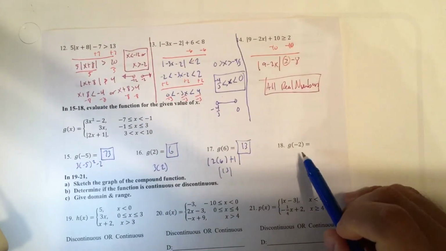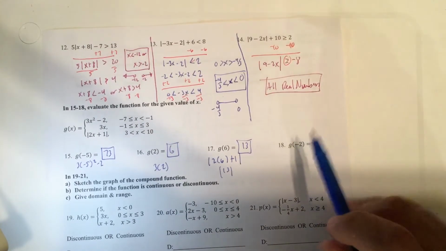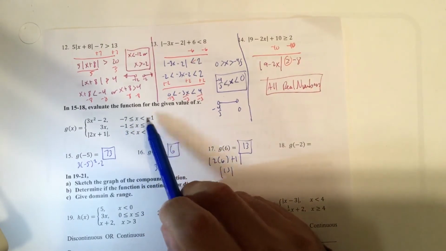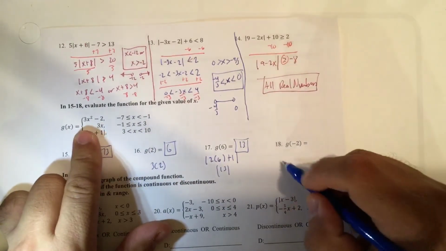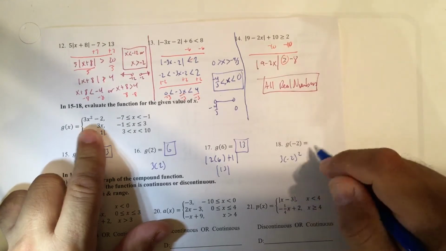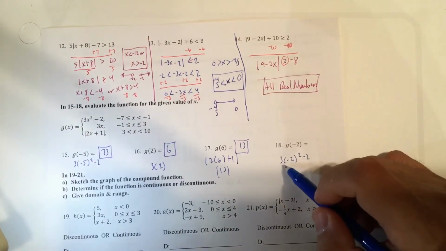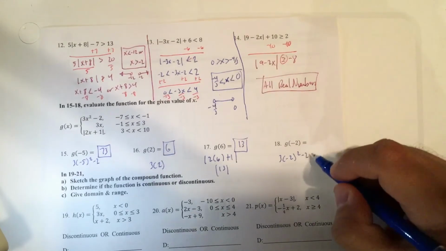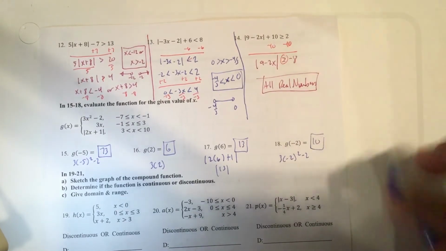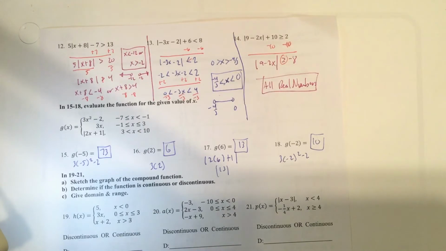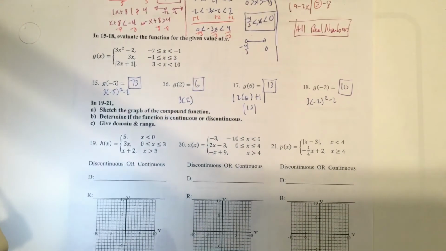And now we have negative 2, and we know that negative 2 falls between negative 7 and negative 1. So we do 3 times negative 2 squared minus 2. Negative 2 squared is 4. 4 times 3 is 12. 12 minus 2 is 10. All right, on to the graphing one here.